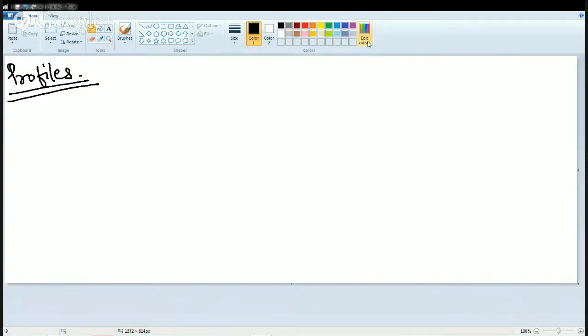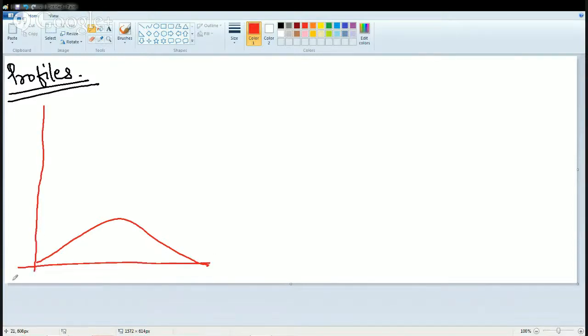What are profiles and what is profile analysis? So for example, I have a hill here. Now, profile analysis means this hill, I am trying to cut a plain section on the ground and see what comes up. So basically this hill I am trying to represent on the paper.